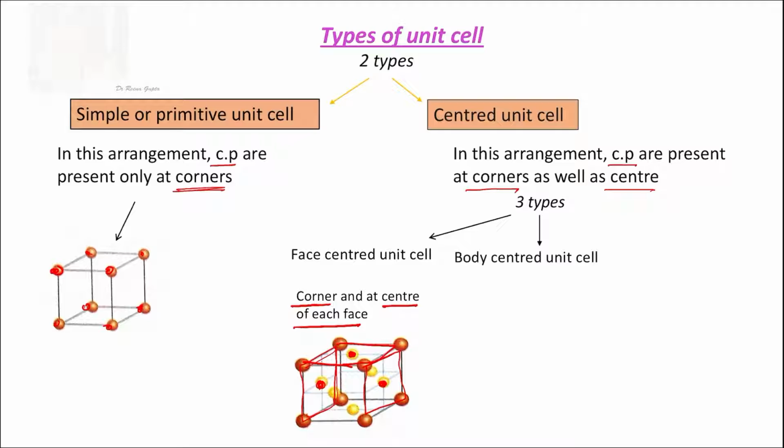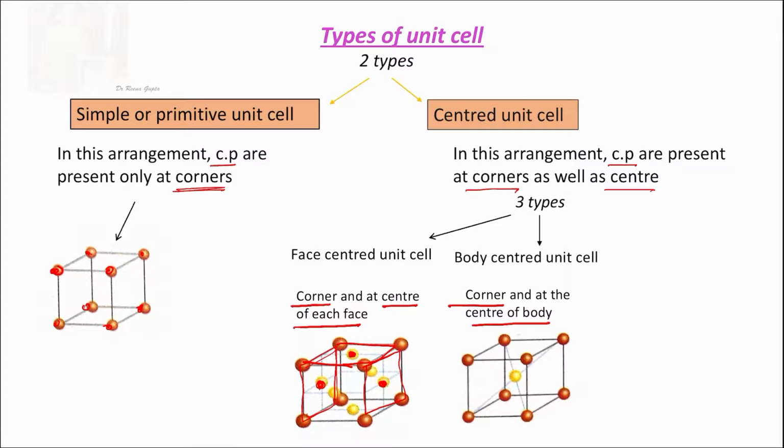Now next is the body centered unit cell, and in this case, the constituent particles are present at corners, as well as the center of the body, exactly in the middle of the unit cell, you can say. Okay, like this. The constituent particles are present at corners and also exactly in the center of the unit cell, or you can say the body of the unit cell. That's why it is called the body centered unit cell.